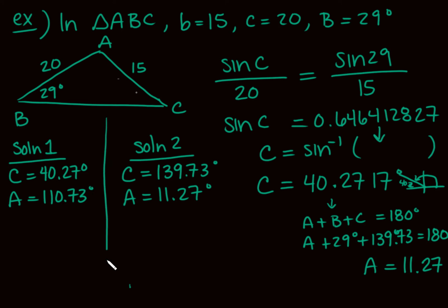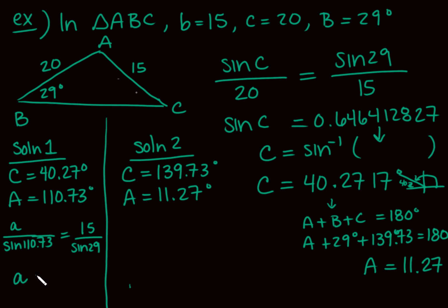I have two different triangles that will satisfy the given requirements. So I have A, C. What's the last thing I need to find? I need to find little a. So in this case, I would take little a over the sine of 110.73. And I'm going to use my B just because, again, I didn't round. That was 15 over sine of 29. So 15 times the sine of 110.73 divided by the sine of 29.